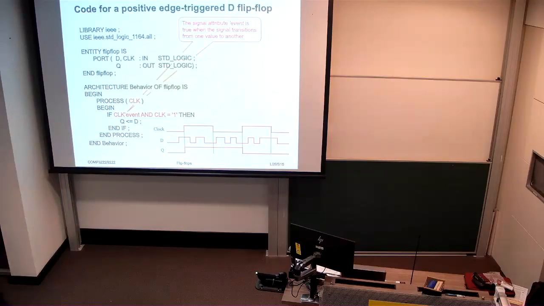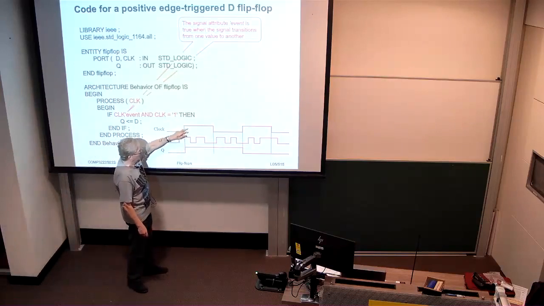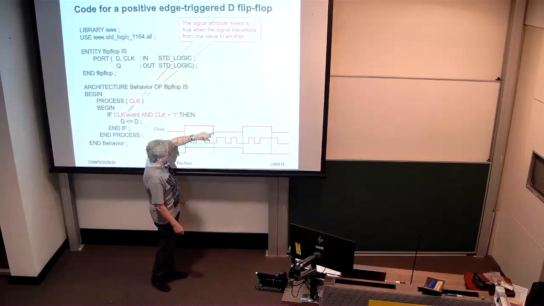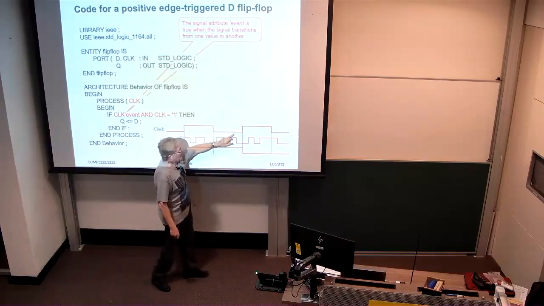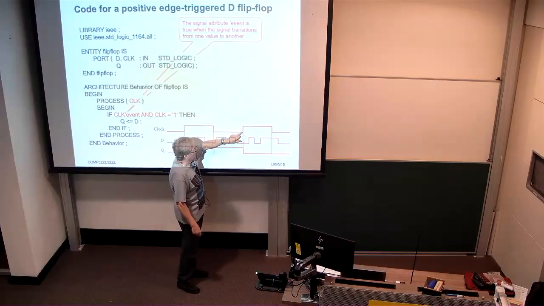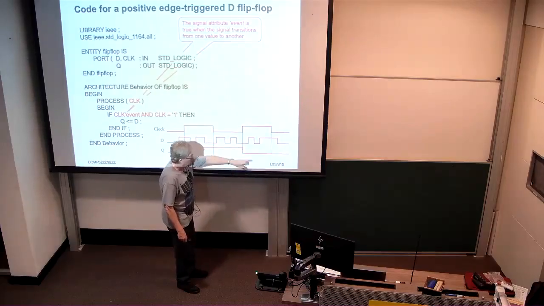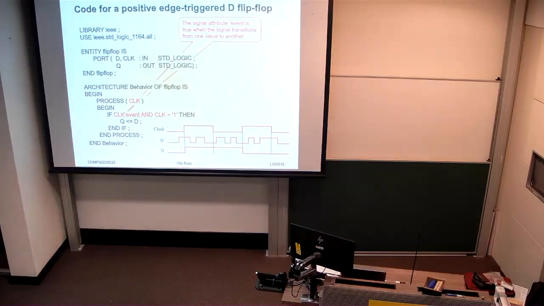Okay? So when the clock changes, when it transitions, whatever the value of D is, that's what gets stored in Q. You see over here, there's another clock event, but the clock is now 0, so it won't assign the D value to Q. Here's another clock event, and the clock is now 1, so the value of D is 0, therefore it changes the output to 0. Okay? There's several ways of expressing this.